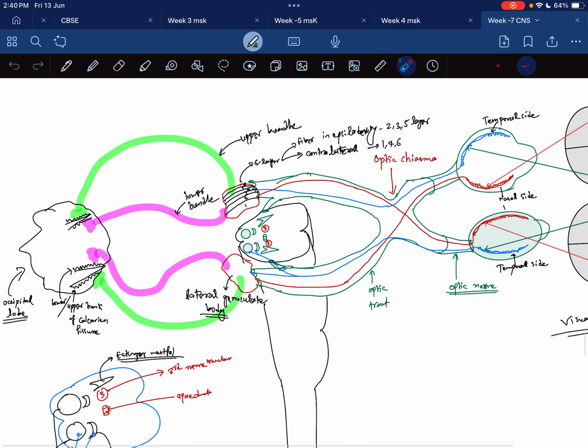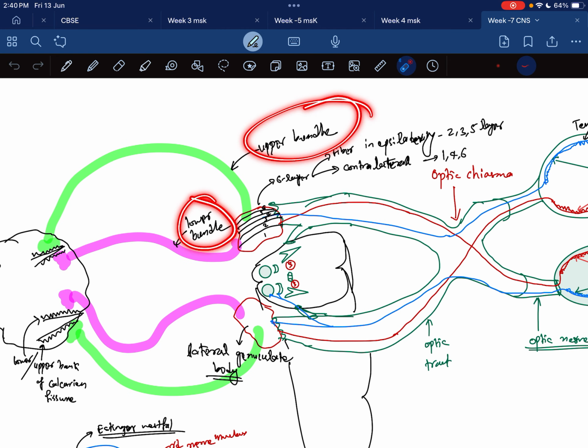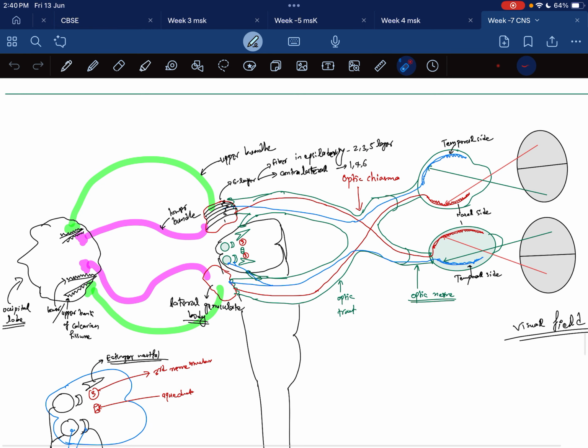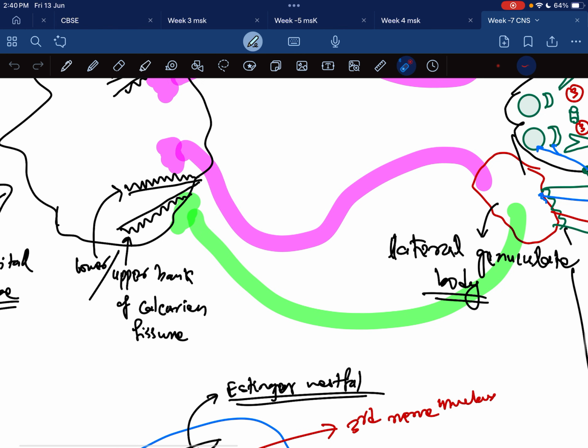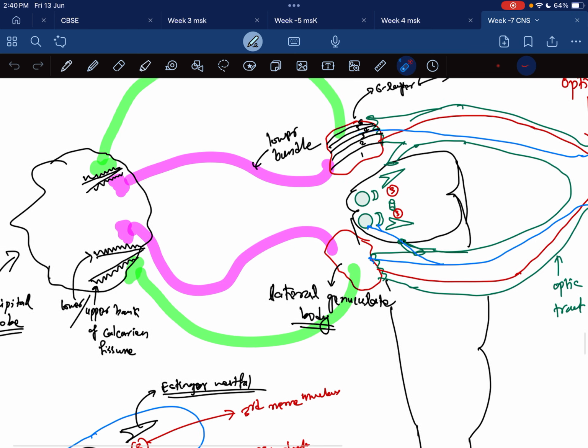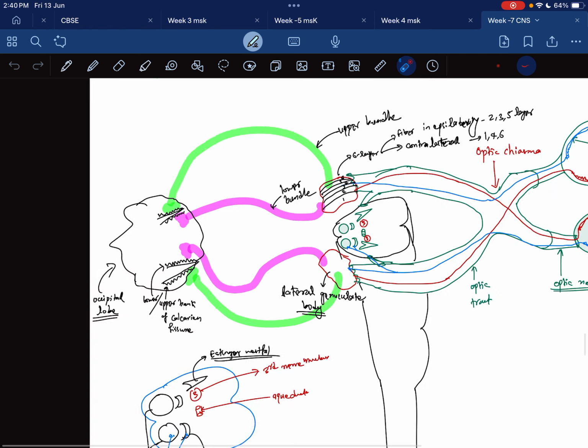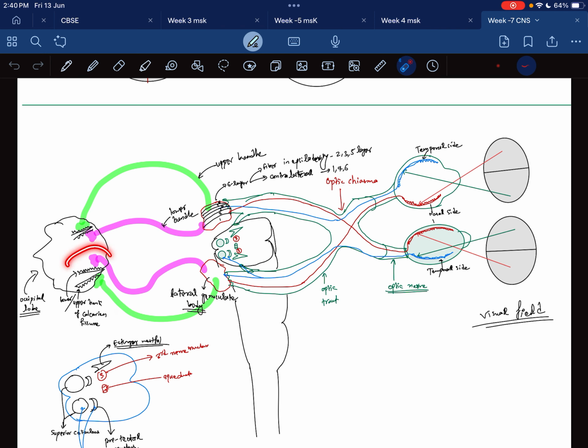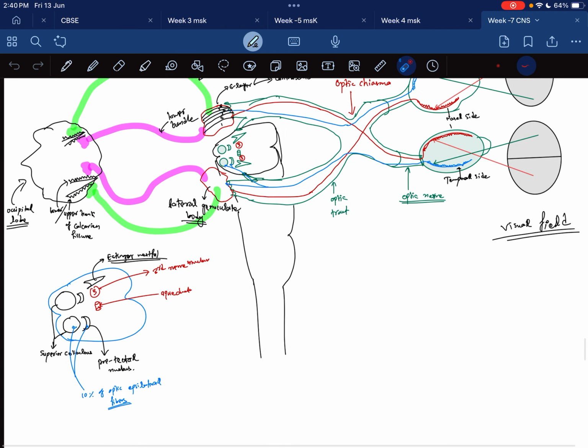After that, fibers form an upper bundle and a lower bundle from this lateral geniculate body and go to the occipital lobe. In the occipital lobe there are areas like the upper bank and the lower bank. This is the upper bank. The upper bundle comes to the upper bank, and the lower bundle comes to the lower bank in the occipital lobes.